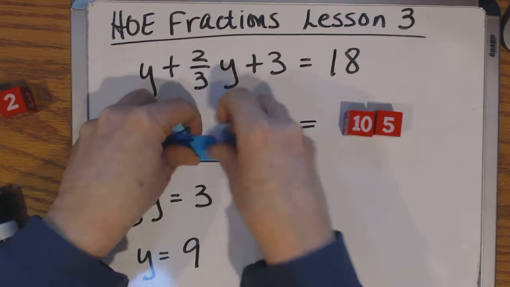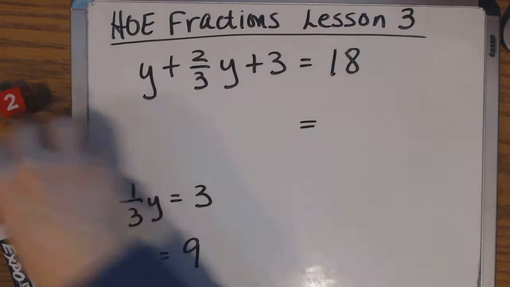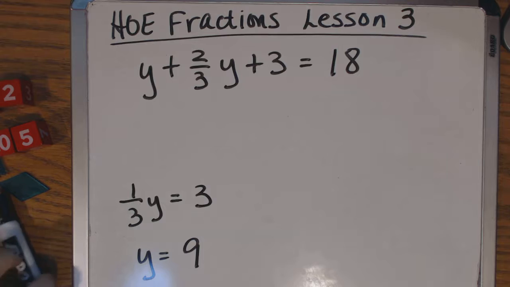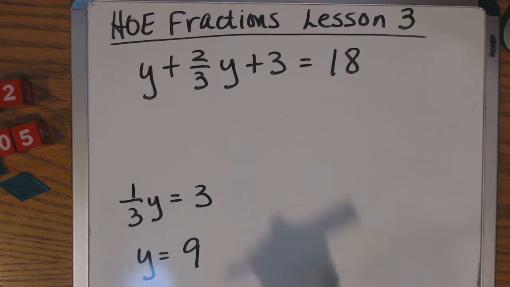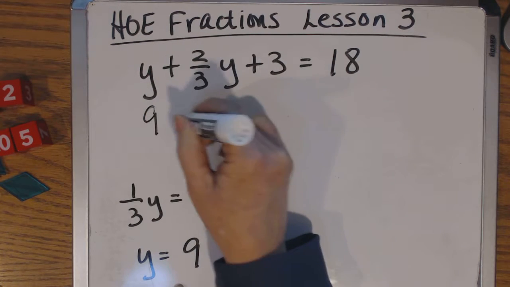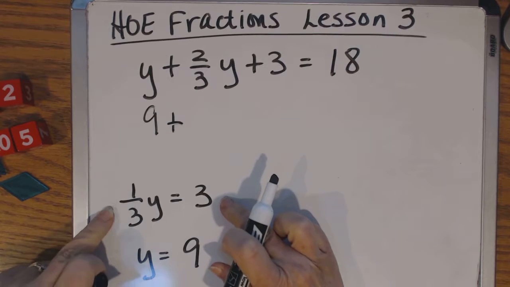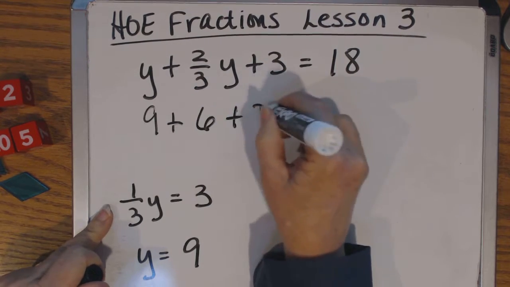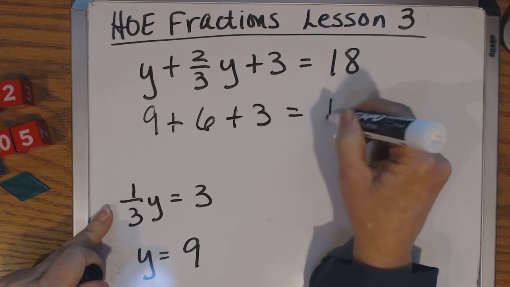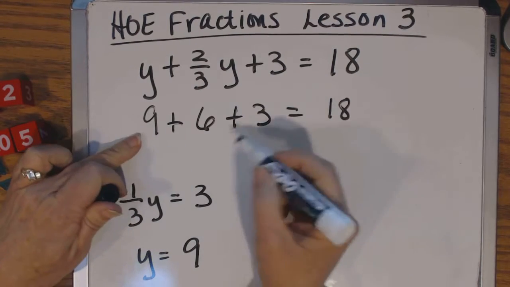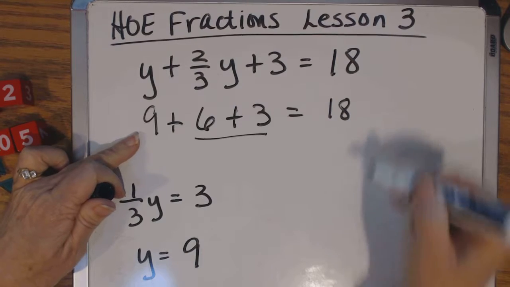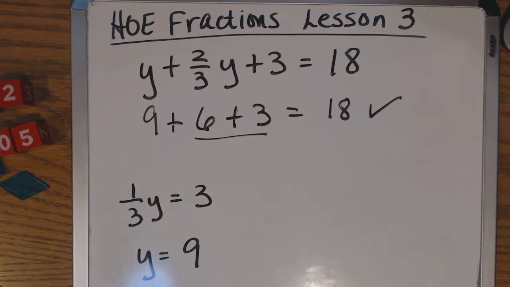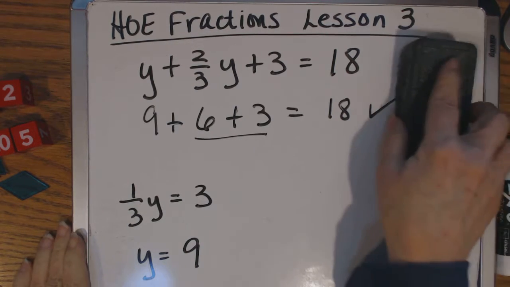Now all I have to do is check, all right? Okay, so yellow is 9, so I'm going to just substitute. That's 9. 2 times 1/3 is going to give me 6 plus 3. Does that equal 18? Well, that's 9 plus 9 equals 18. Check. All right? So that's the first example.